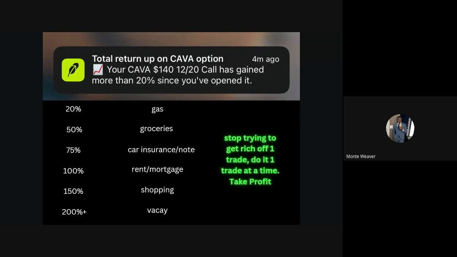But how good does it feel to take 20%, 50%, 75%, 100%, 150%, and 200%? We have to, especially if you just started off, you have to take what the market gives you. The market is never always going to give you 75%, or it's never always going to give you 200%. As you keep playing and you keep investing and you keep trading, those wins of 200%, 300%, 400%, they come throughout the year. But you have to be able to take the 20% gain, take it off the table.